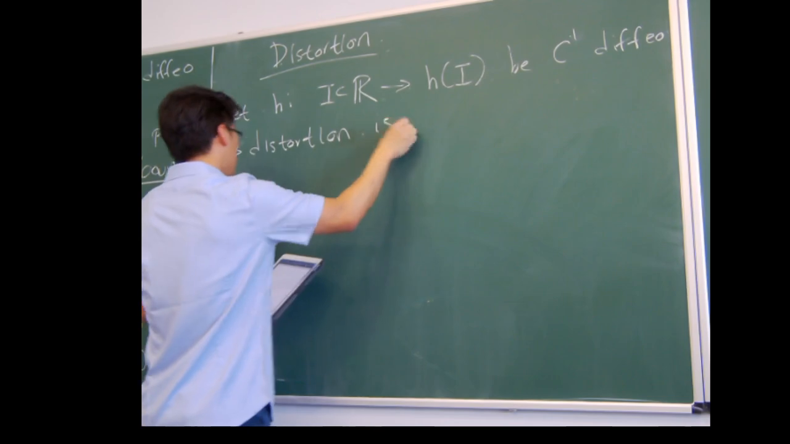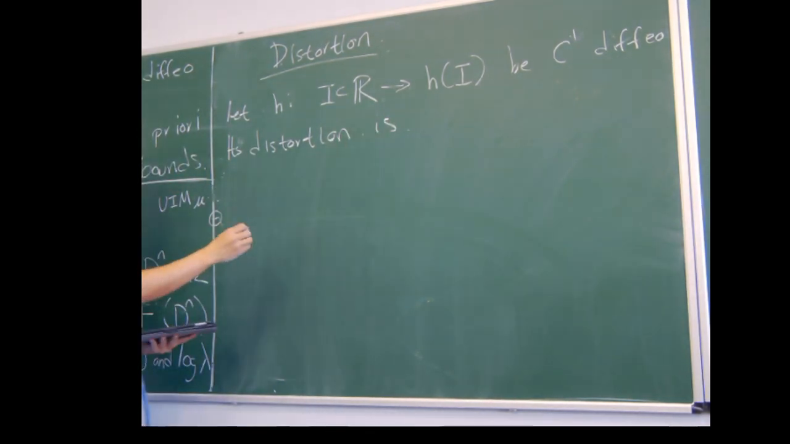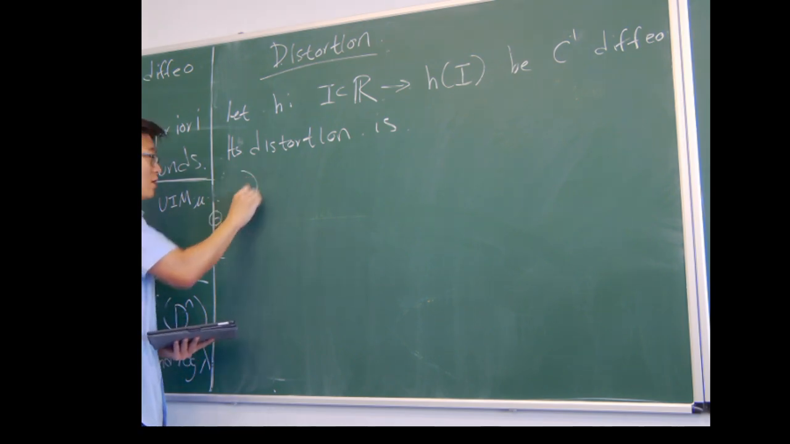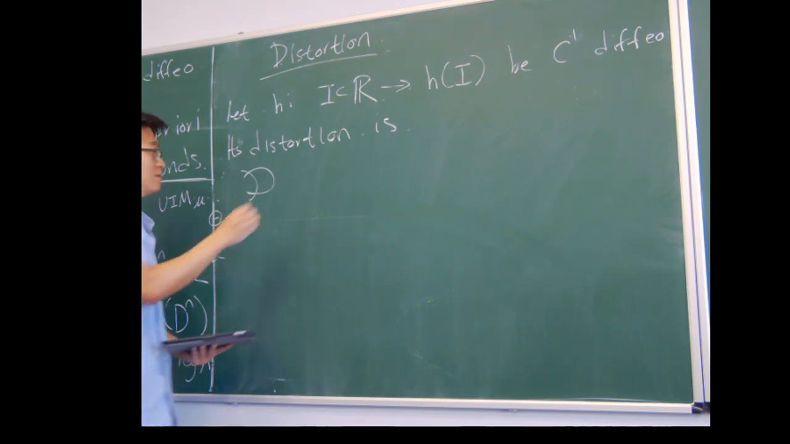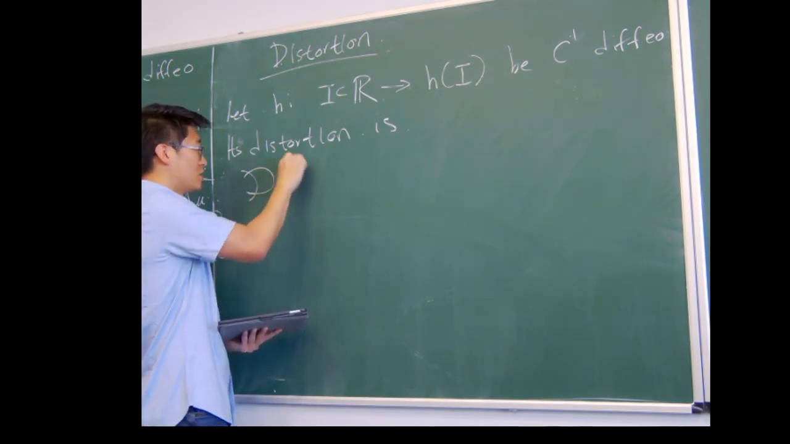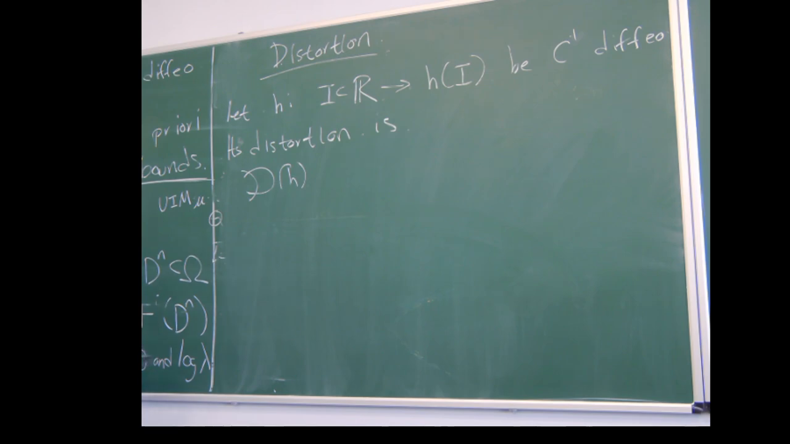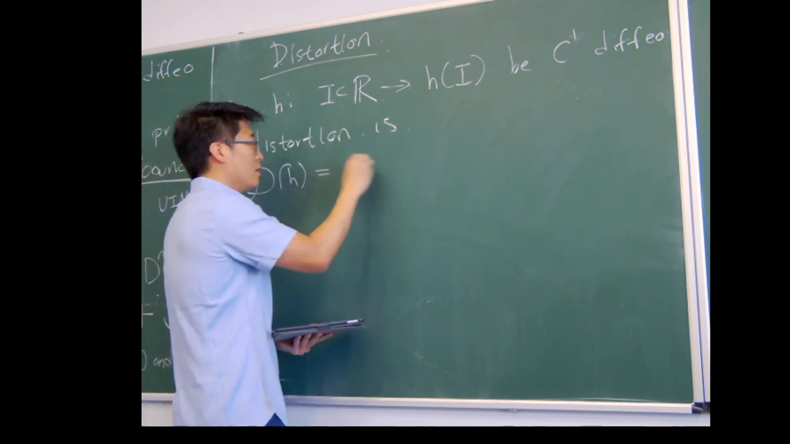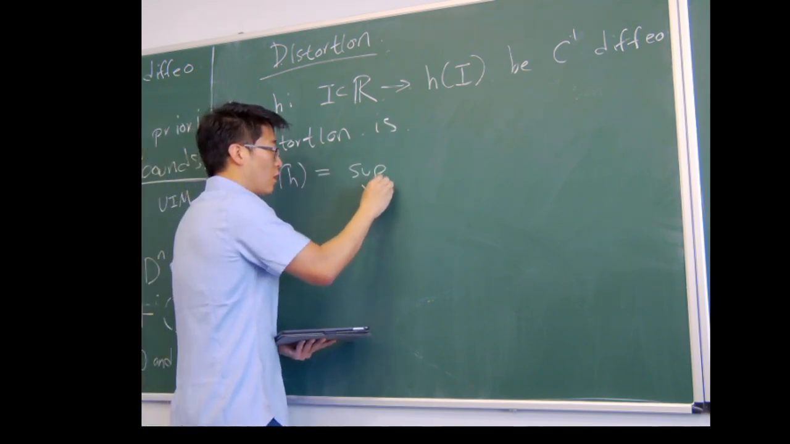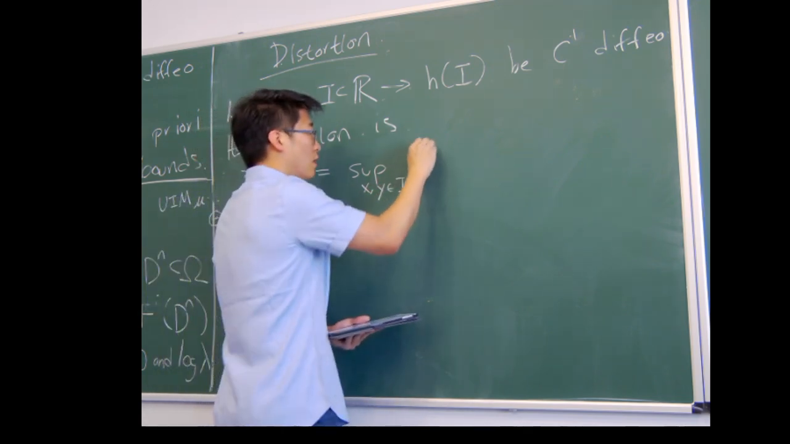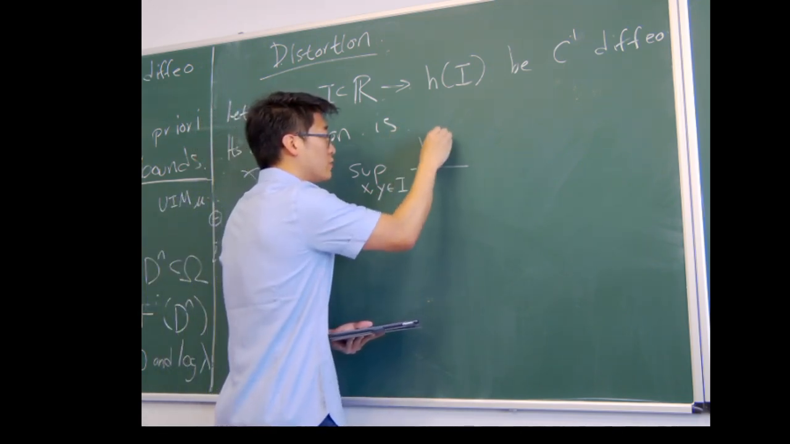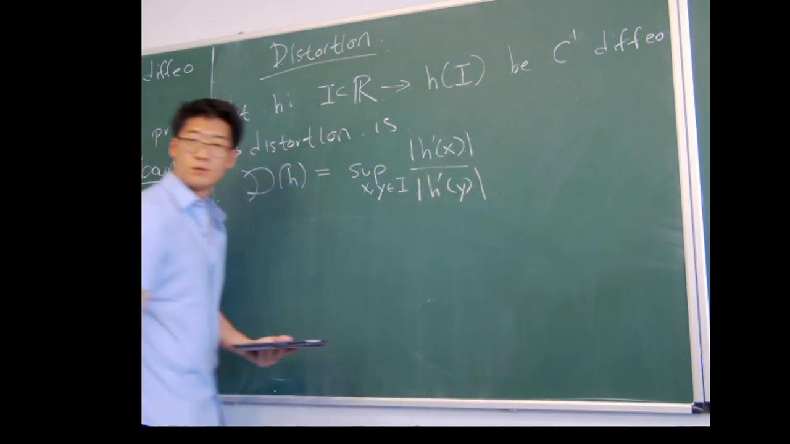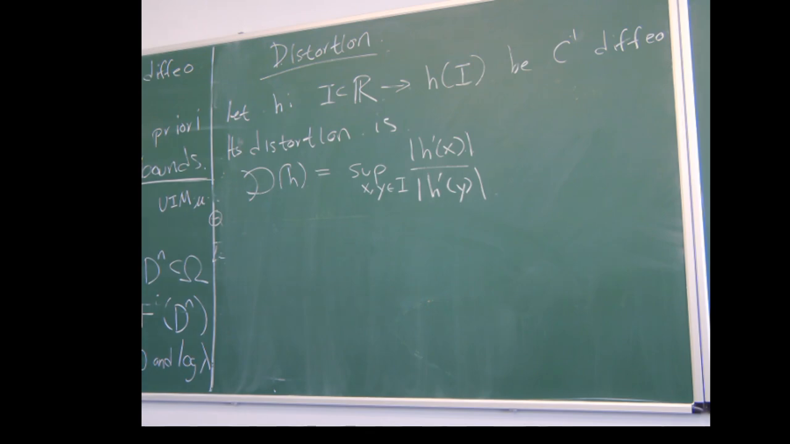is defined to be the following quantity. Is there a standard notation for distortion? Does anyone know? Okay, I don't know. I've been denominating this, but some people don't like it because it looks too much like a derivative. But okay, let's stick with this for now. So the distortion of H is defined to be the supremum over all points in the domain of the ratio of the derivatives. Okay, so this is defined to be the distortion of this map.